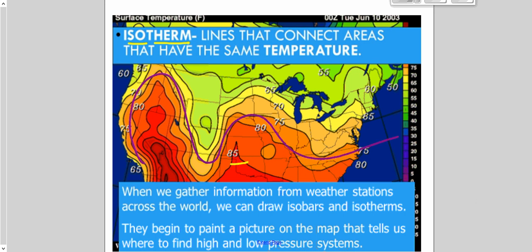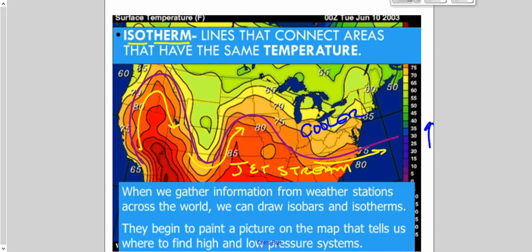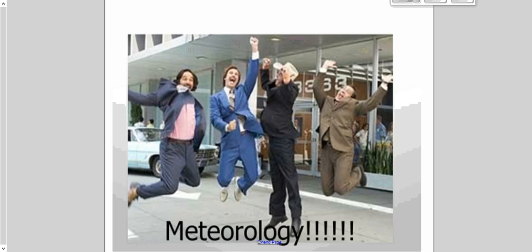Do you remember our jet stream? The jet stream is the river of fast-moving air that travels from the west towards the east. Sometimes we have north or south sections to it. Areas to the north of the jet stream tend to be cooler. Areas to the south of the jet stream tend to be warmer. And the jet stream marks the sharpest difference between the two temperatures. This is part and parcel of what people study when they study meteorology.